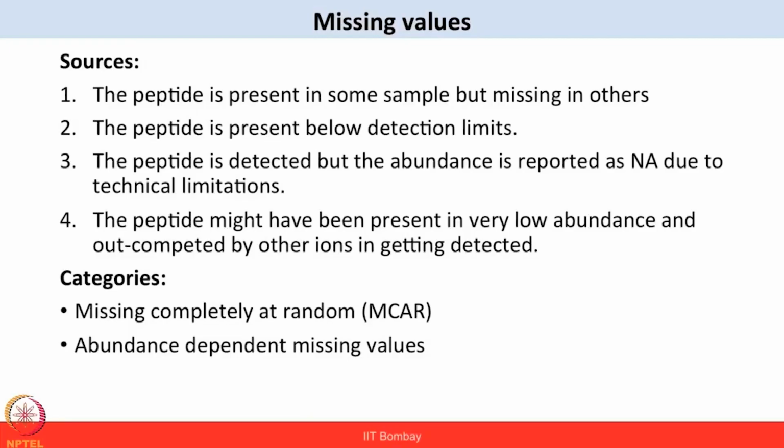Now next we talk about the categories of missing values. The categories are based on 2 properties: missing completely at random, that is MCAR, and abundance dependent missing values. Missing completely at random values occur due to technical glitches in instrumentation, such as poor ionization, other peptides competing for charges, etc. Abundance dependent missing values occur due to peptides below the detection limit, or they may not be present in the sample, or it may be that the detector got saturated and failed to record the abundance. So these are the main 2 categories of missing values.